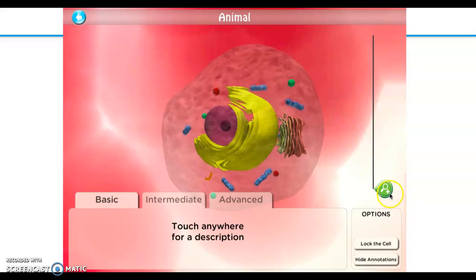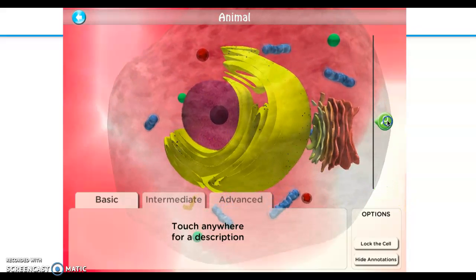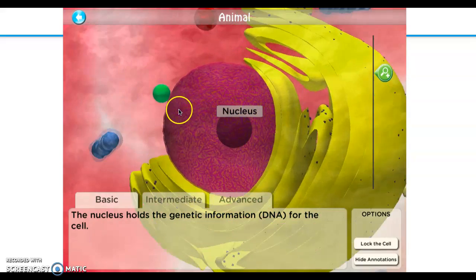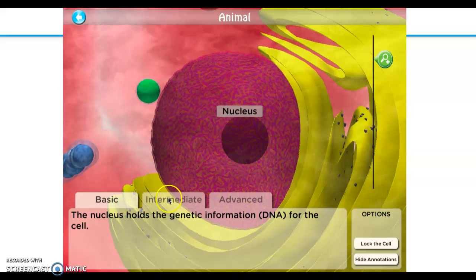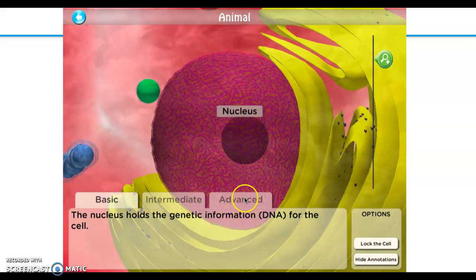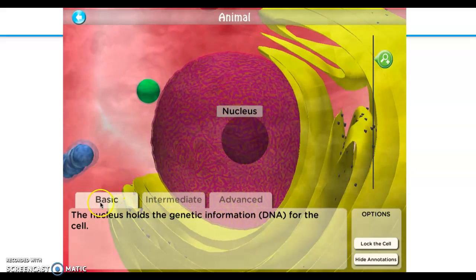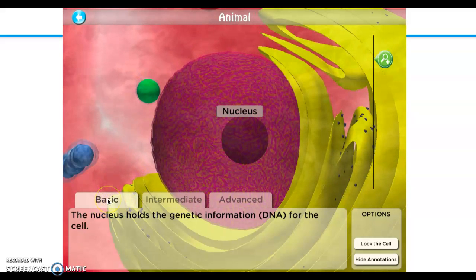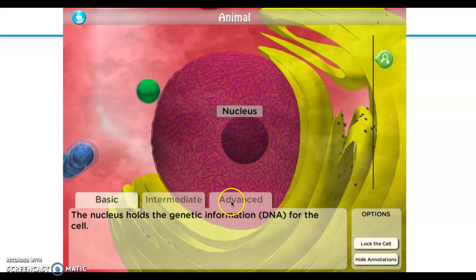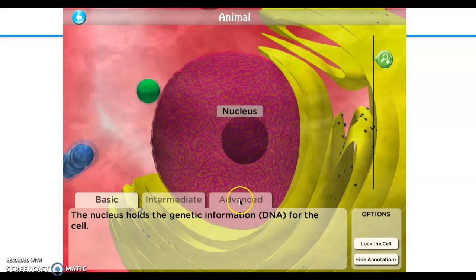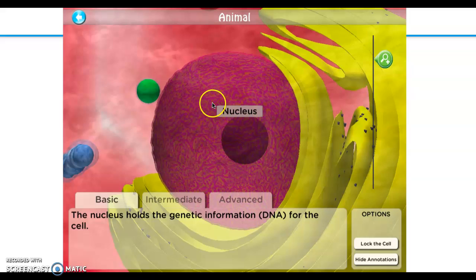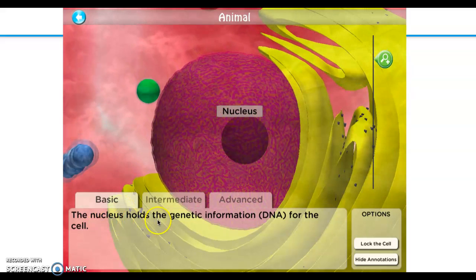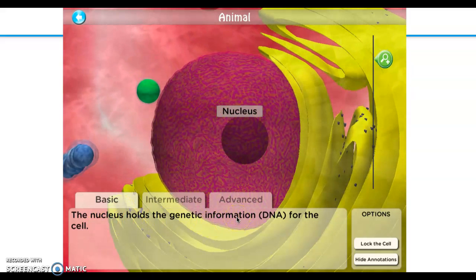Now let's find the nucleus of the animal cell. It's going to be this pink structure right here. For now, you guys will notice that there's three options, three different definitions for this organelle. We have the basic definition, the intermediate, and the advanced. Right now, guys, don't even look at intermediate or advanced. I'll give you an example why. But for this animal cell right here, it says a nucleus is what holds genetic information, also known as DNA, for the organism.